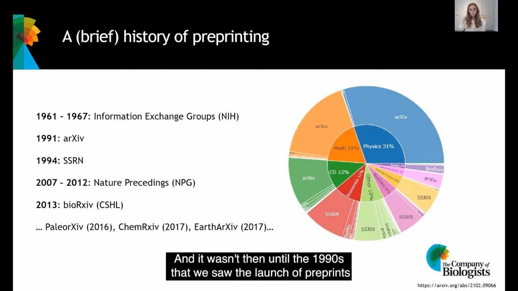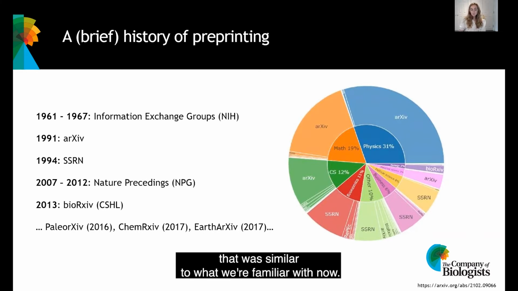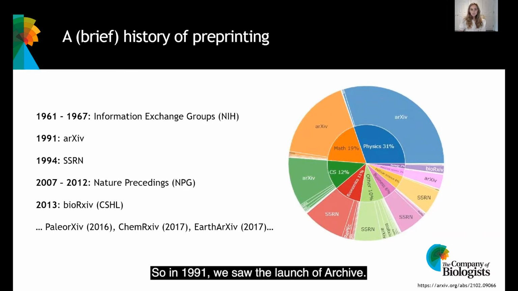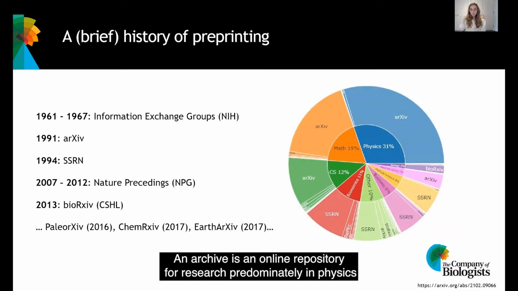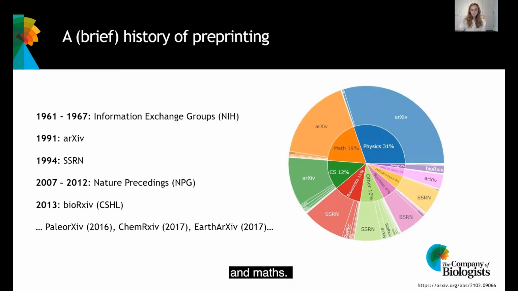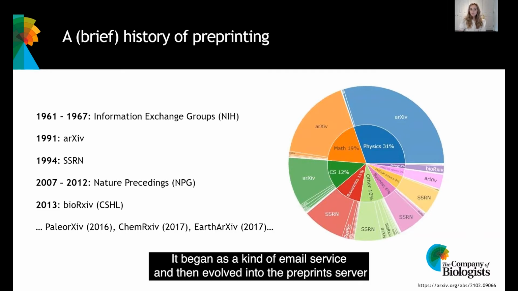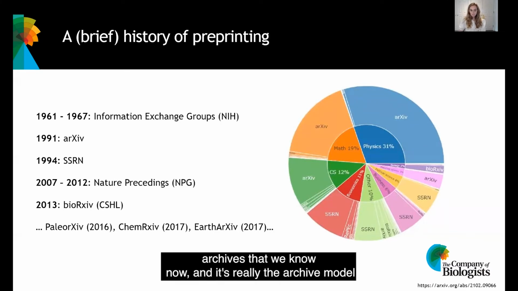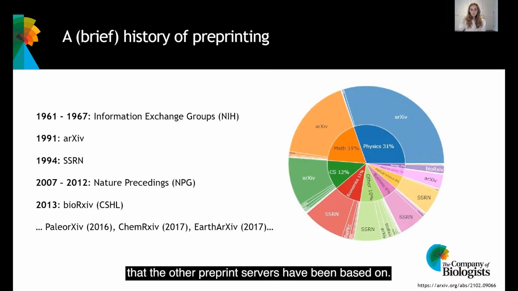And it wasn't then until the 1990s that we saw the launch of preprint servers, similar to what we're familiar with now. So in 1991, we saw the launch of arXiv. arXiv is an online repository for research, predominantly in physics and maths. It began as a kind of email serve list and then evolved into the preprint server arXiv that we know now. And it's really the arXiv model that other preprint servers have been based on.